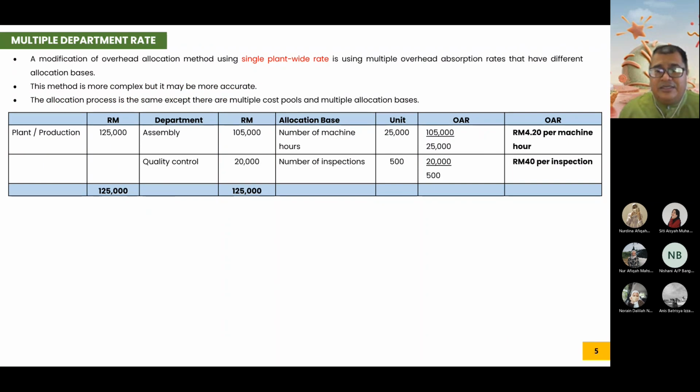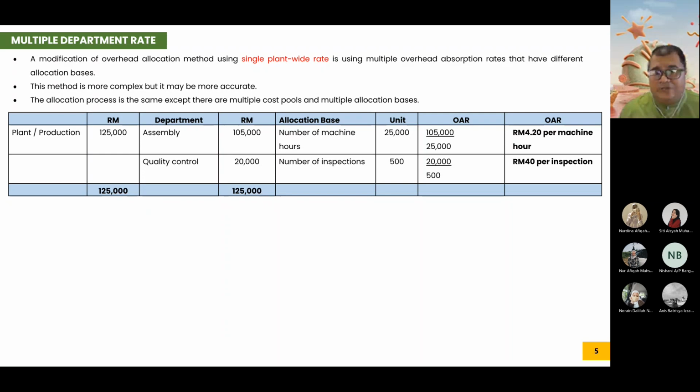So dia punya OAR, different OAR, dia akan come out dengan two different OAR. So OAR the first one is you kena kira 105k divided by 25k. And then you will get RM4.20 per machine hour for assembly department. While for quality control, 20k you divide by 500, and then you will get RM40 per inspection. Dia jadi dua. Okay, ada beza kan?